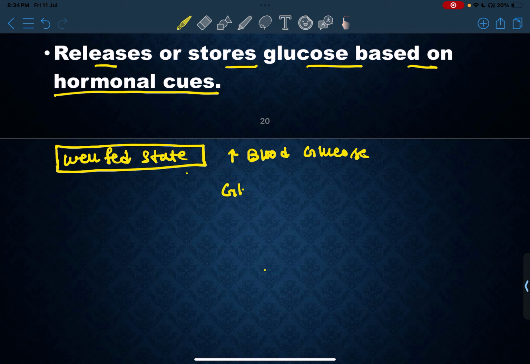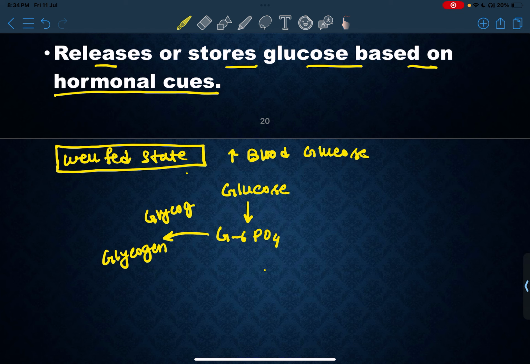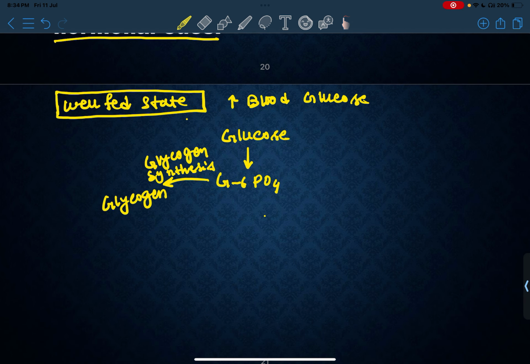You take glucose from dietary source. This glucose is converted to glucose 6 phosphate. This glucose 6 phosphate is converted to glycogen in the liver by glycogen synthesis. Okay, so if we take more and more glucose, this glucose 6 phosphate will convert to pyruvate.